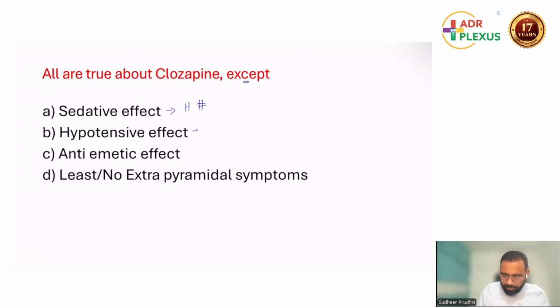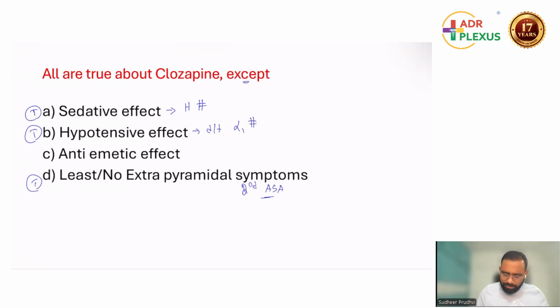And then hypotensive effect. This is due to alpha 1 blockade. This is also a true statement. This is true. This is true. And coming to the last one, least or no extrapyramidal symptoms. Yes, this is also a true statement because this is a second generation antipsychotic agent.